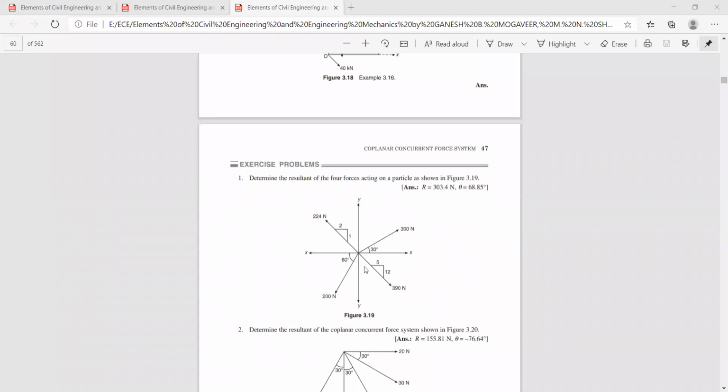Once you find these angles, the rest is very simple. Find the sum of the x components and the sum of the y components. So can you tell me the angles theta 1 and theta 2?